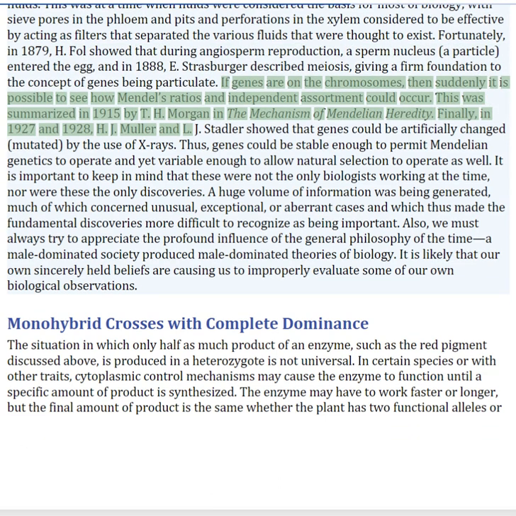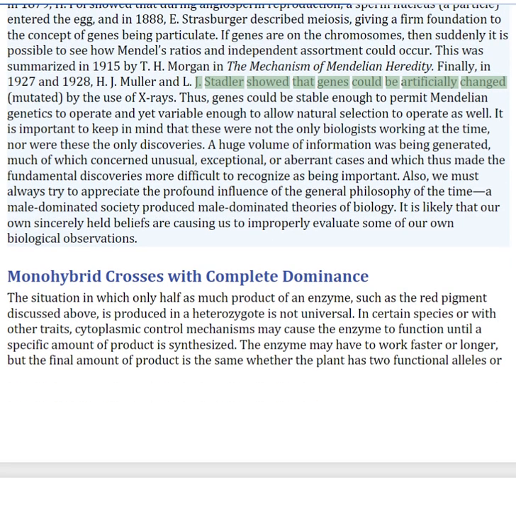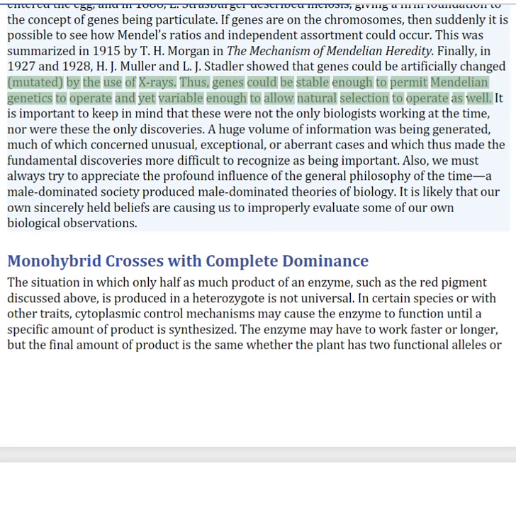If genes are on the chromosomes, then suddenly it is possible to see how Mendel's ratios and independent assortment could occur. This was summarized in 1915 by T. H. Morgan in The Mechanism of Mendelian Heredity. Finally, in 1927 and 1928, H. J. Muller and L. J. Stadler showed that genes could be artificially changed by the use of X-rays. Thus, genes could be stable enough to permit Mendelian genetics to operate and yet variable enough to allow natural selection to operate as well.